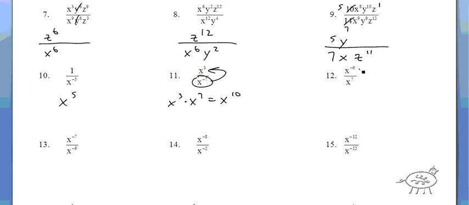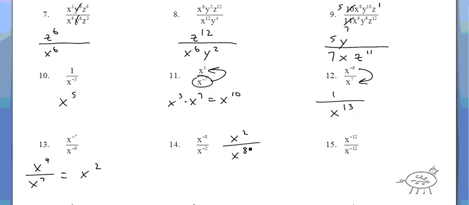Okay, this one goes to the bottom, so it's 1 over x to the 13th, because it's 6 plus 7. Okay, this one they flip, right? They switch around. So you have x to the 9th on top and x to the 7th on the bottom. And then you do battle, and you get x squared. Same thing with this. X squared on top, x to the 8th on the bottom. You do battle, the bottom wins by 6. So it's 1 over x to the 6th.